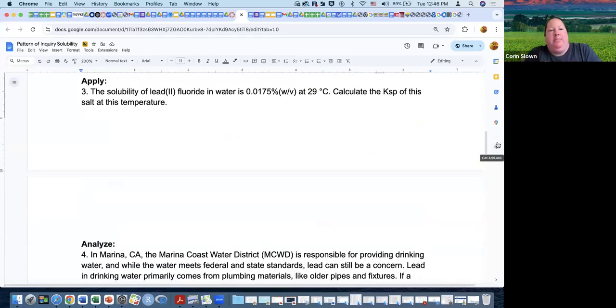Okay, let's talk about the apply. So we did a problem like this with lead fluoride, but I want you to notice that I've changed the temperature and I've changed the mass per volume, or the weight per volume. And this is the really important part. As you increase temperature, you typically, for many compounds, can increase their solubility. And so I want you to do a calculation for KSP and really drive home this temperature dependent thinking in your mind.